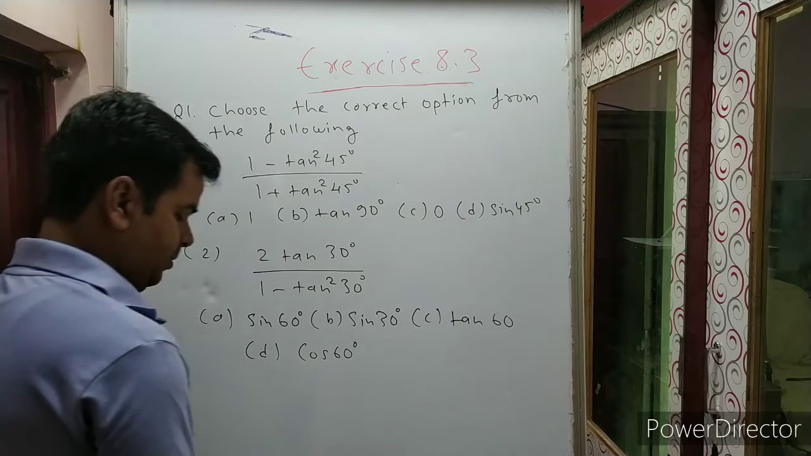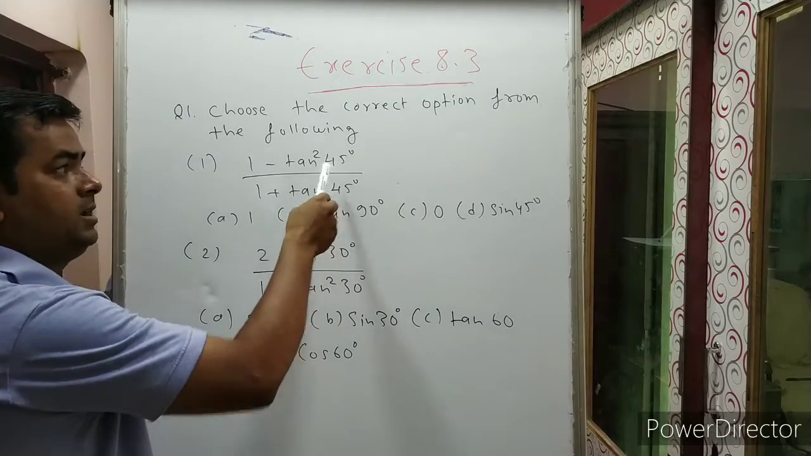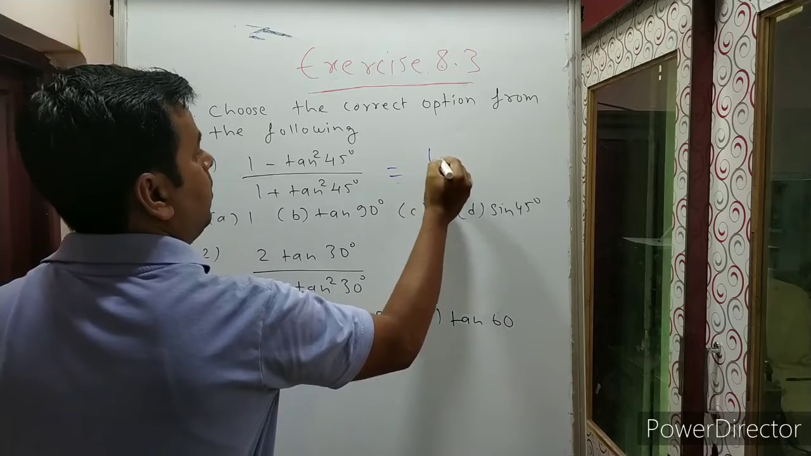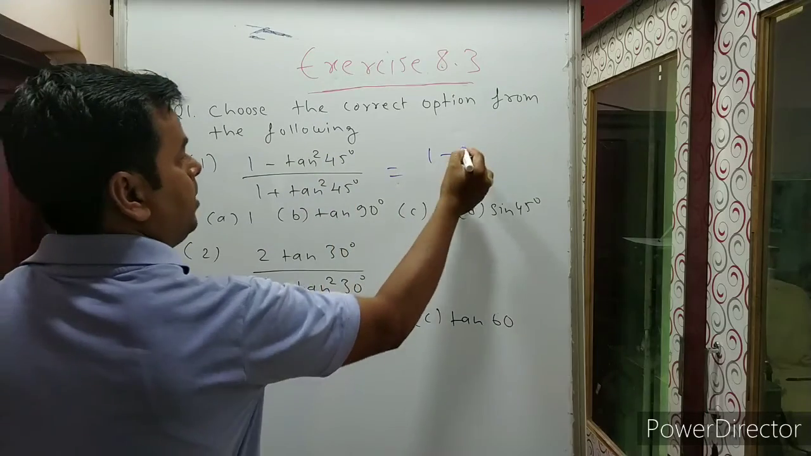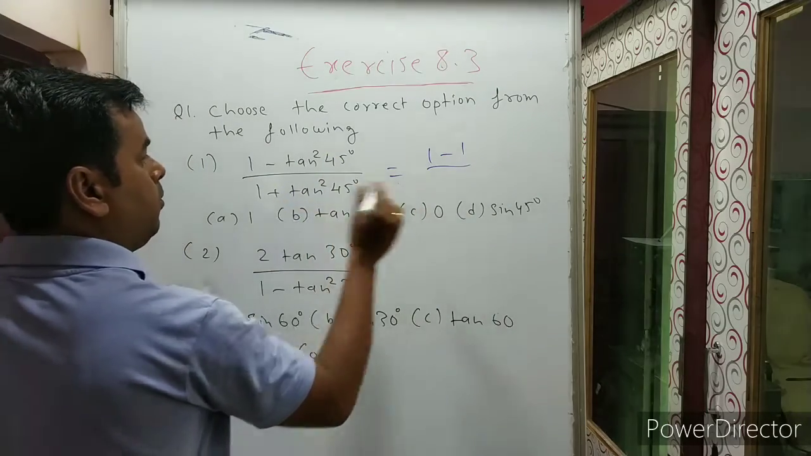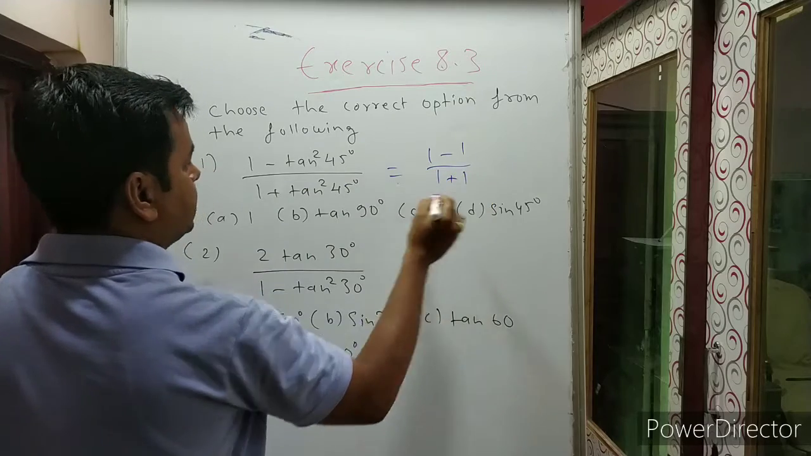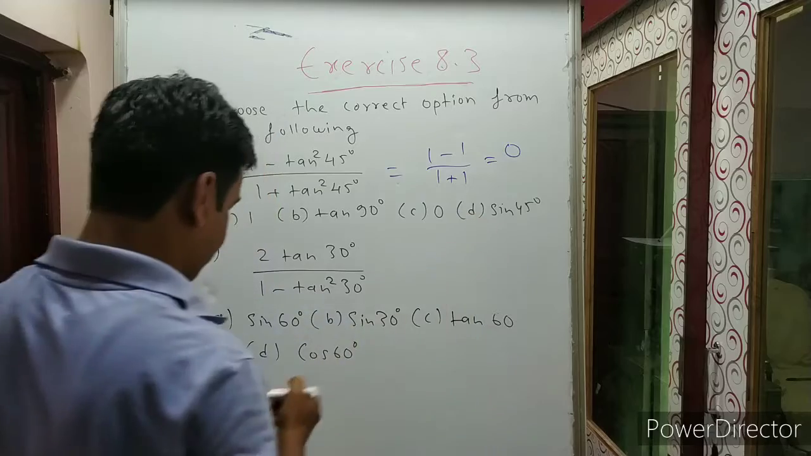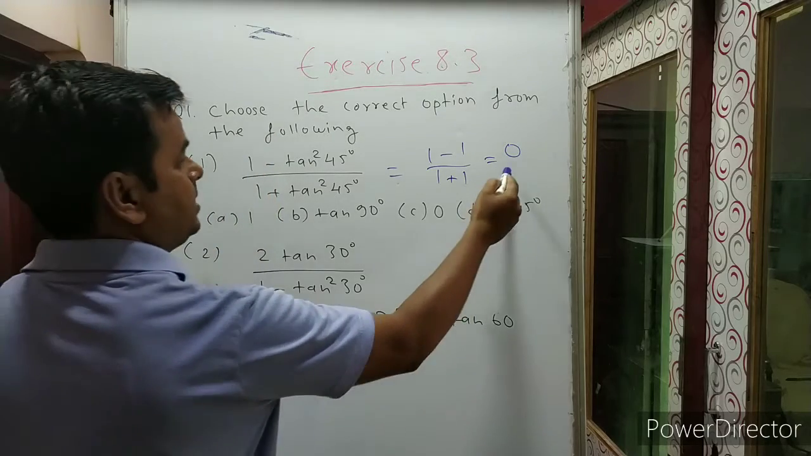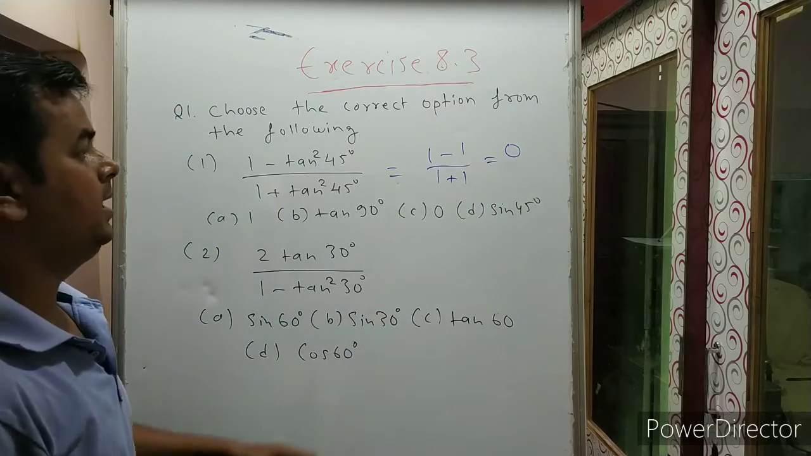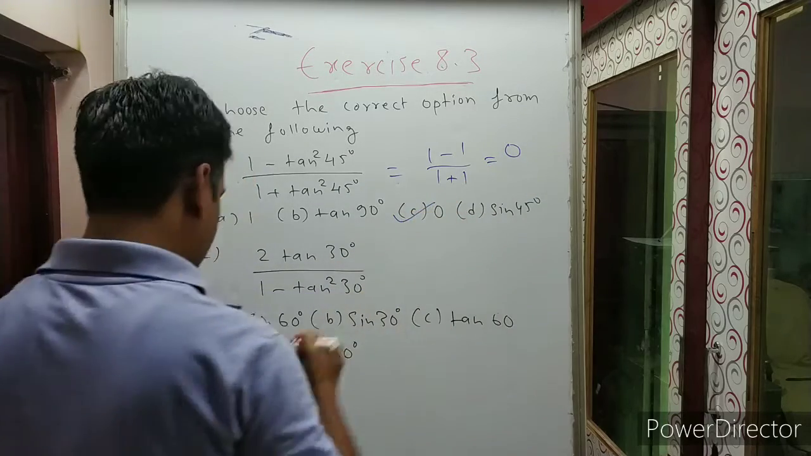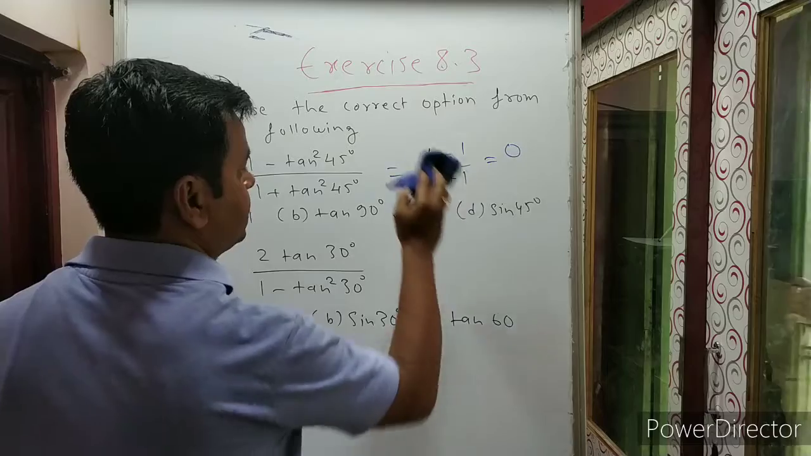If you see the table, always remember tan 45 is 1. So 1 minus 1 square upon 1 plus 1 square. 1 minus 1 will be 0. If there is 0 in the numerator, whatever is in the denominator, there is no value. So the answer will be 0 only. So the third option is correct for this.